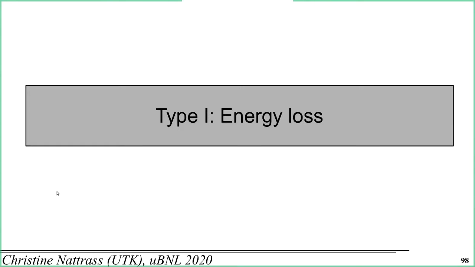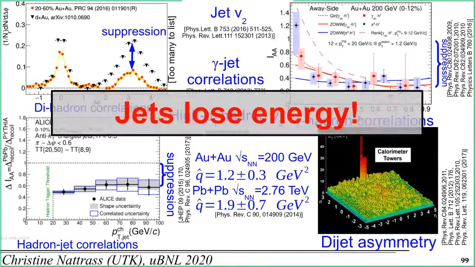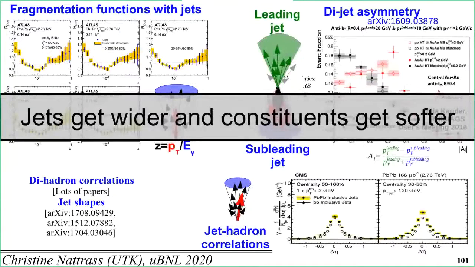So if I try to make a greatest hits, and I'm going to rush this because I think it's not that new to most of you. Things in type one, you can sort of look at and say jets lose energy. You already knew that. Type two, jets get wider and their constituents get softer.